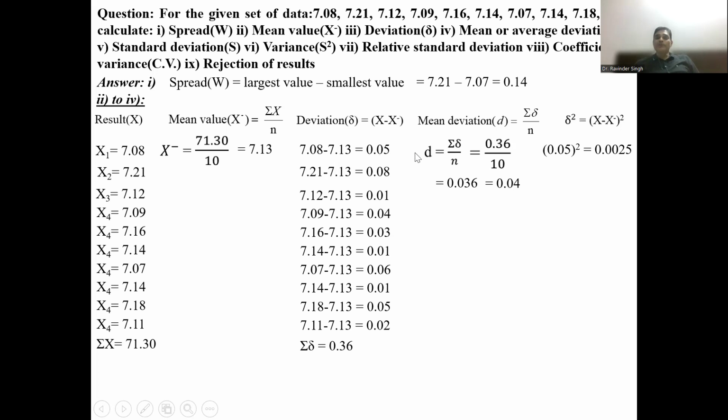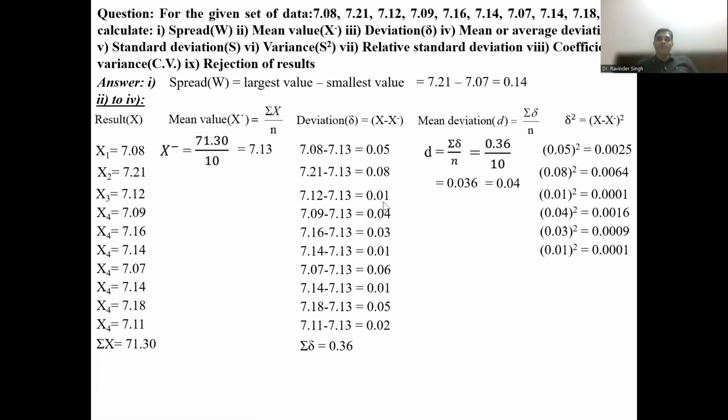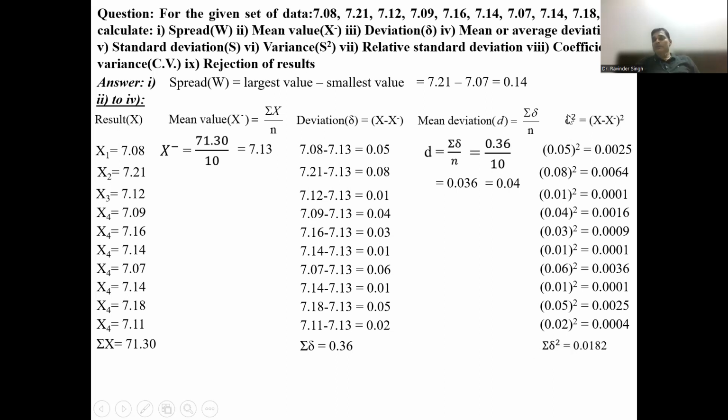Square of the first value, 0.05. Next we will take the square of 0.08. Next 0.01. Square of 0.04. Square of 0.03. Square of 0.01. Next square of 0.06, next square of 0.01, square of 0.05, square of 0.02. We have taken the square of all of them. After that we have also summed all of these delta square values, because we will use this in the next part we solve.